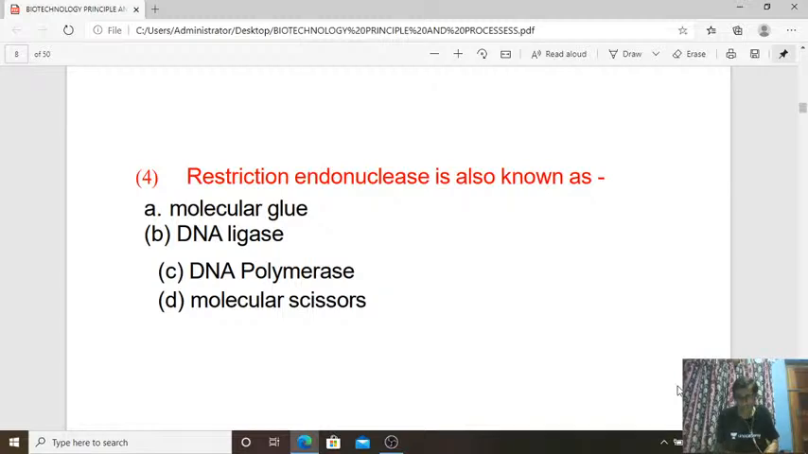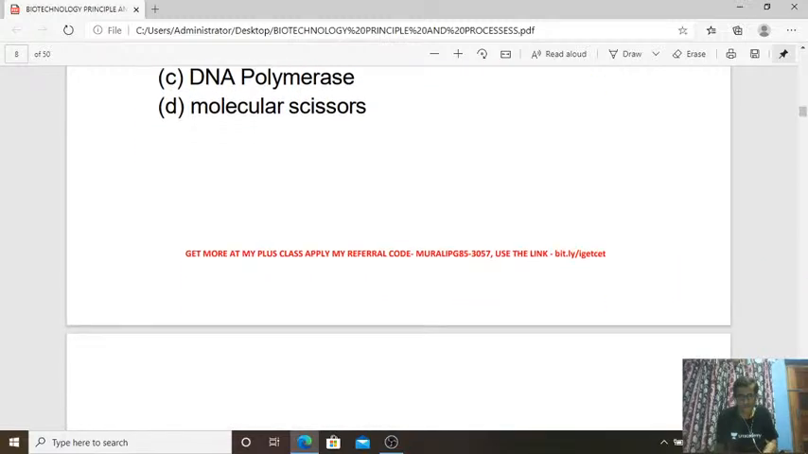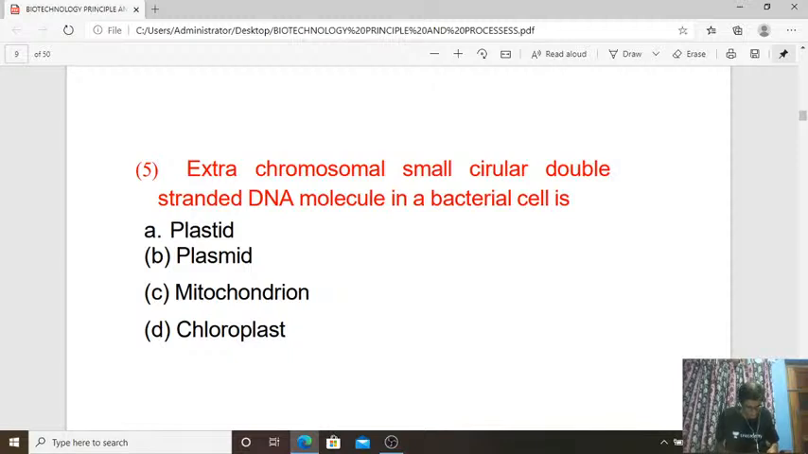Next question, number 5. Extra chromosomal small circular double-stranded DNA molecule in a bacterial cell is known as what? Plastid, plasmid, mitochondrion and chloroplast. So which is the right answer? For the 5th question, B is the right answer, that is the plasmid.